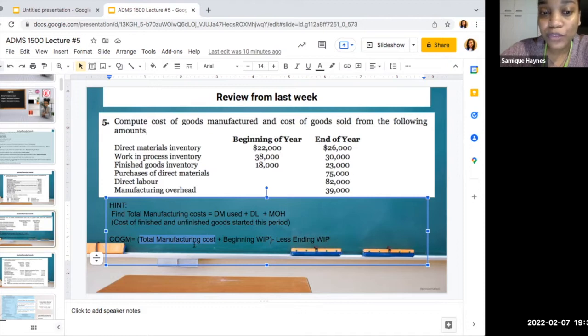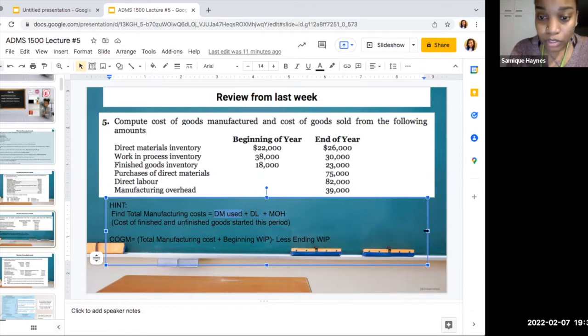And the total manufacturing cost is direct materials used. Remember I said direct materials used plus direct labor plus manufacturing overhead. These three things are what's going to give you total manufacturing costs. Once you get total manufacturing costs, plug it into this formula here and you can come up with a cost of goods manufactured. With that being said, who can tell me how we find direct materials used?